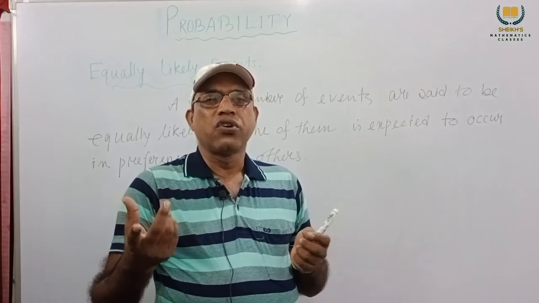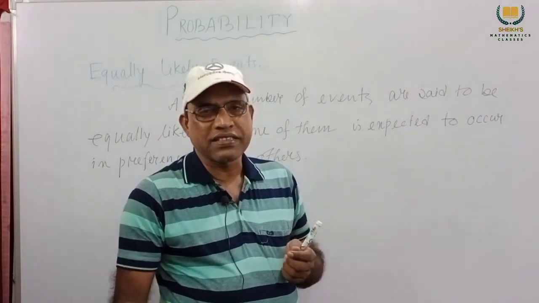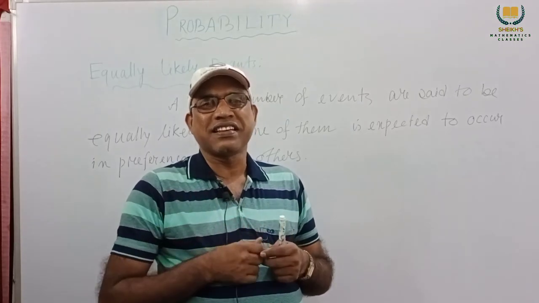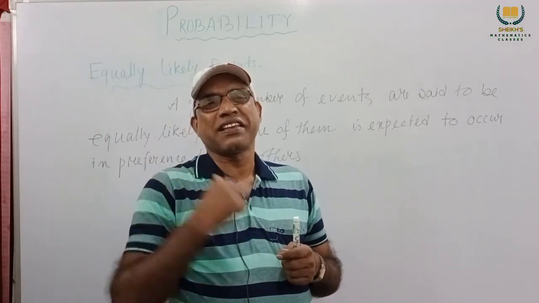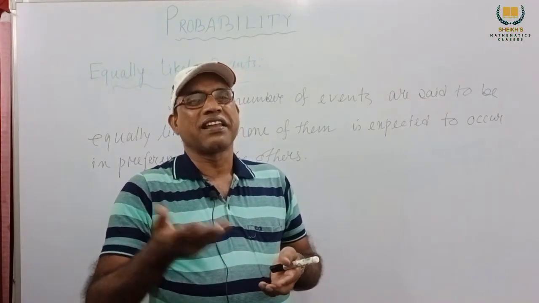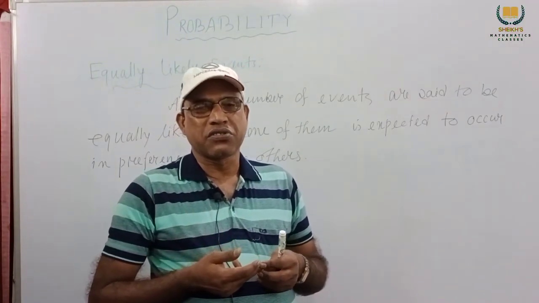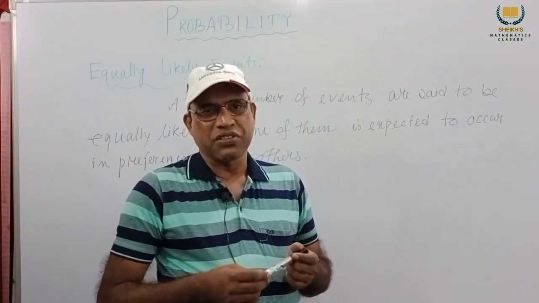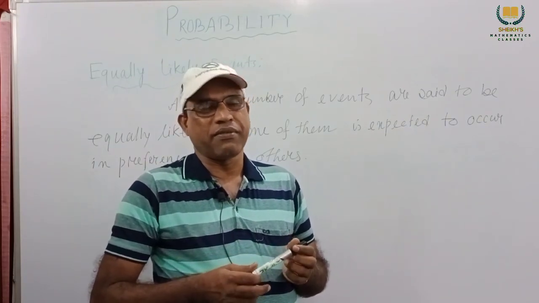So if we throw a die, it has 6 results. In these 6 results, their chances are the same. That means getting the number 1 is 1 by 6, getting the number 2 is also 1 by 6, their chances are equal. So this is called equally likely events.